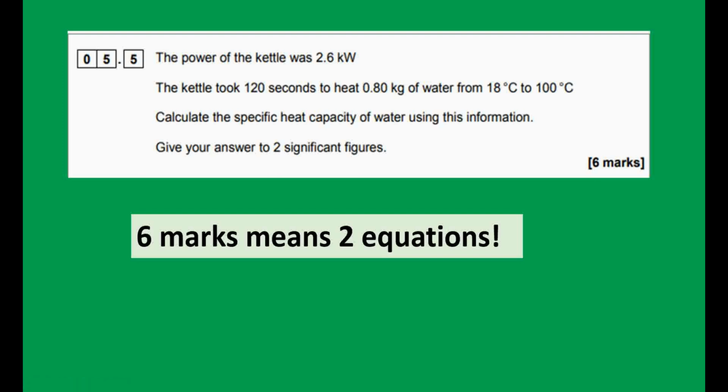If you just use 2 equations and you're substituting and rearranging the 2 equations, and you don't need to write units, you don't need to write significant figures, then you get 5 marks. The 6th mark comes from the extra steps. So give it a pause and see if you can calculate that specific heat capacity.